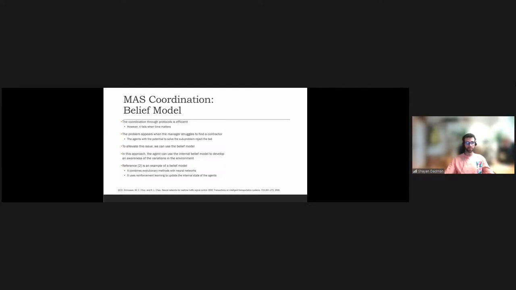In this approach, the agent can use the internal belief model to develop an awareness of the variations in the environment. The reference number 2 is an example of a belief model that combines evolutionary methods with neural networks and uses reinforcement learning to update the internal state of the agents.